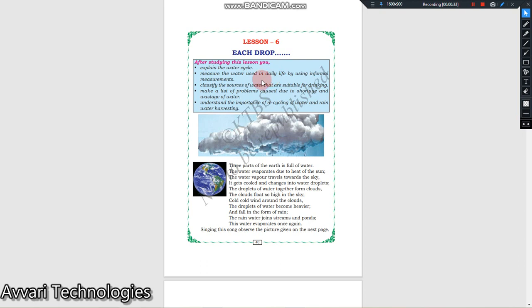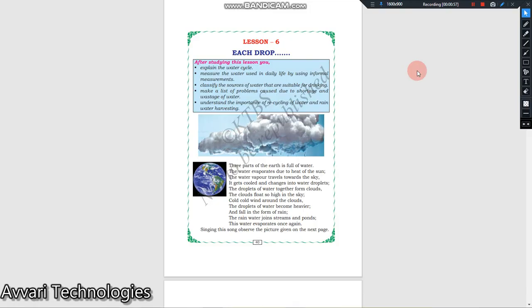You should classify the sources of water that are suitable for drinking and make a list of problems caused due to shortage and wastage of water. And you should understand the importance of recycling of water and rainwater harvesting.